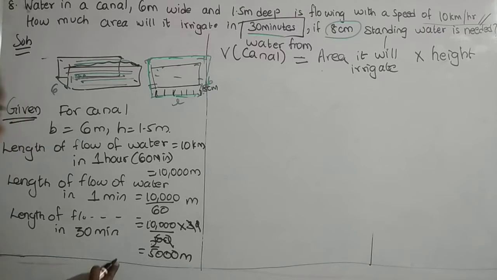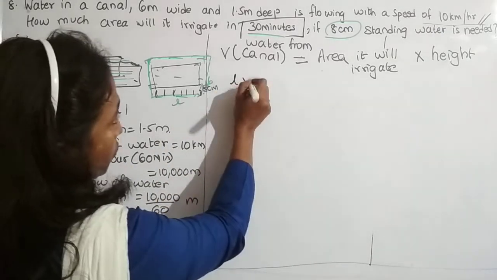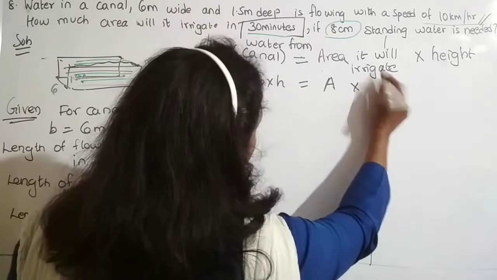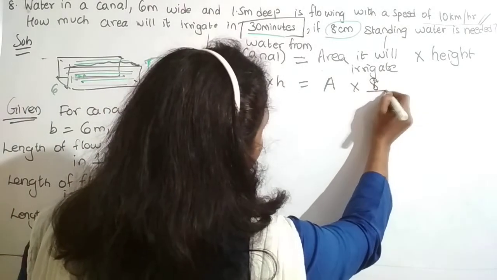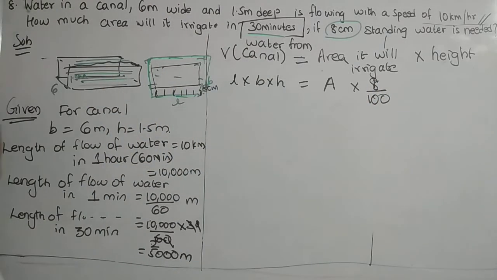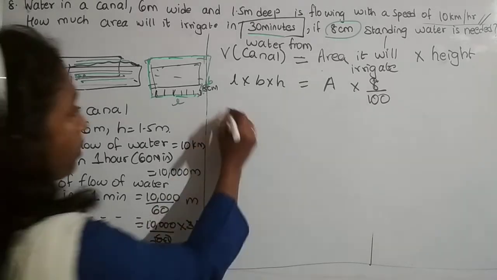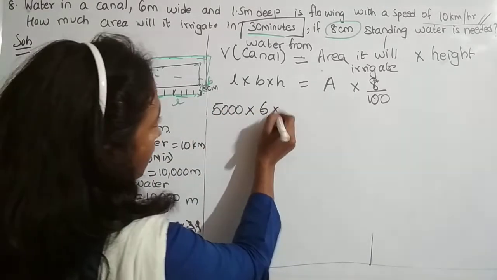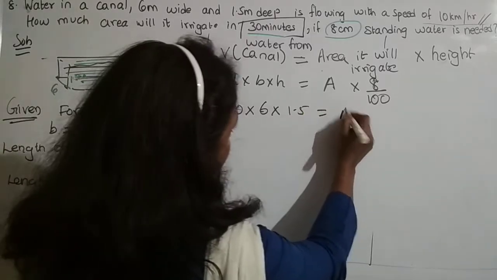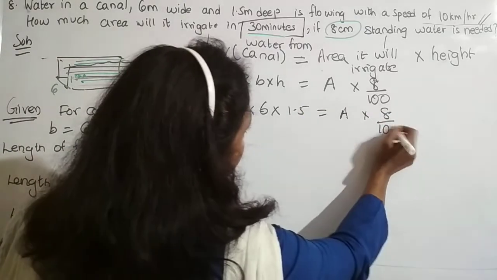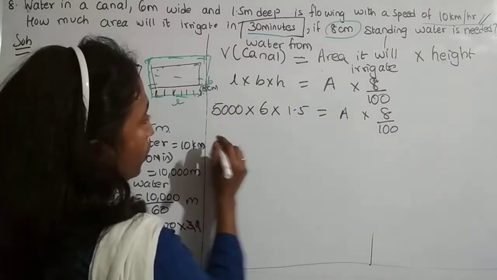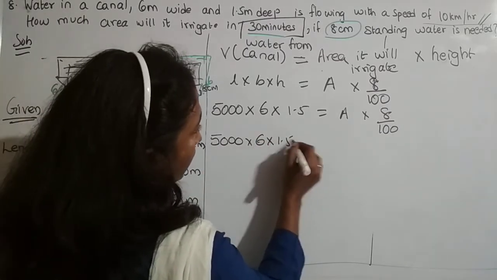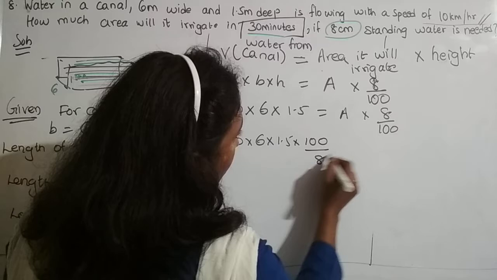So the volume of the canal is L into B into H, and this will be equal to A, the area, into 8 centimeter, converting into meter, so divide by 100. What is L here? 5,000. What is B? 6. Here it is 1.5, students. Here we get A into 8 upon 100. I hope this is understood. 8 upon 100 goes to the other side, so we get the reciprocal: 100 upon 8 equal to A.